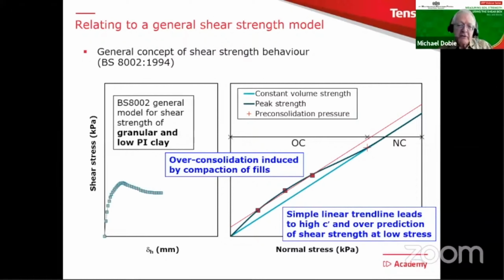And of course, how can it be overconsolidated? Well, this is also induced by compaction. So when we compact the fill into the shear box, this effectively is overconsolidating it.